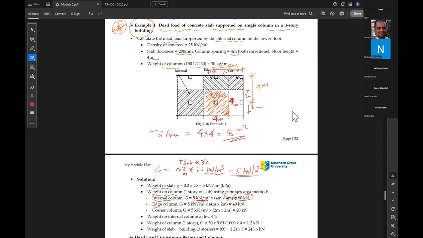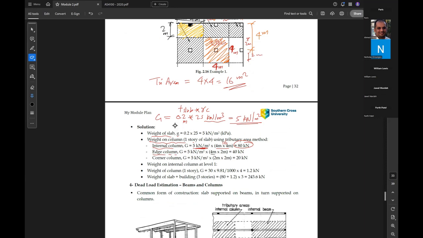For edge column, what is the edge column area? Which one is edge column? Edge column means something like this. It is on the edge, so it carries like half of the area. So how much is the dimension of this area? Do you know how much is this one? 2. 2 by how much is the other side? 4. So how much is the tributary area for edge column? 4 by 2, which is half of the internal column, as you mentioned. So it is 8 meters. So 5 times 8, so it is 40.